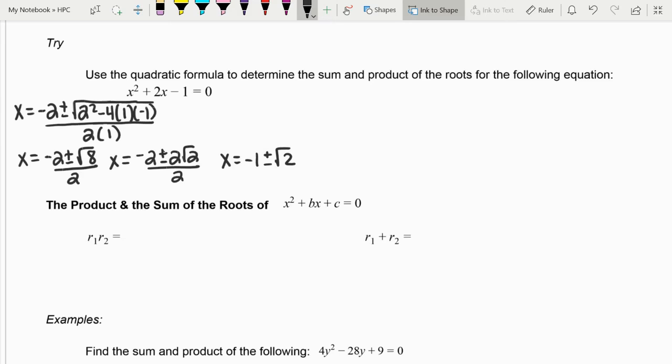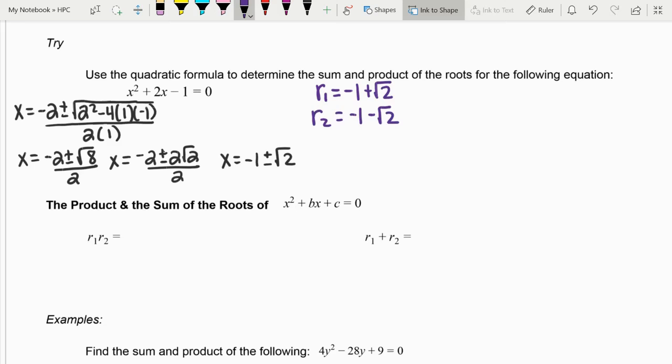Okay, so the first thing we needed to do was find our roots. So we did that by using the quadratic formula. So now I know that root 1 is equal to negative 1 plus the square root of 2, and root 2, or second root, is negative 1 minus the square root of 2.